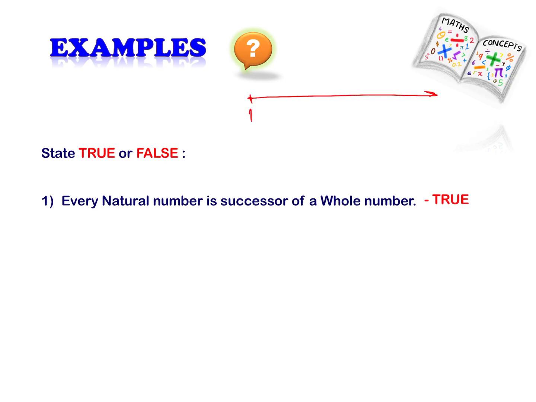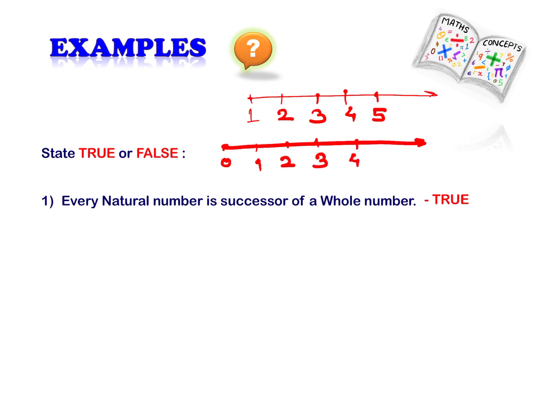This is how I draw natural numbers on number line. It starts with 1, and this is number line for whole numbers. Okay, so is 1 successor of any whole number? Yes, it is successor of 0. 2 is successor of 1, 3 is successor of 2, 4 is successor of 3, 5 is successor of 4. So this way every natural number is successor of a whole number.